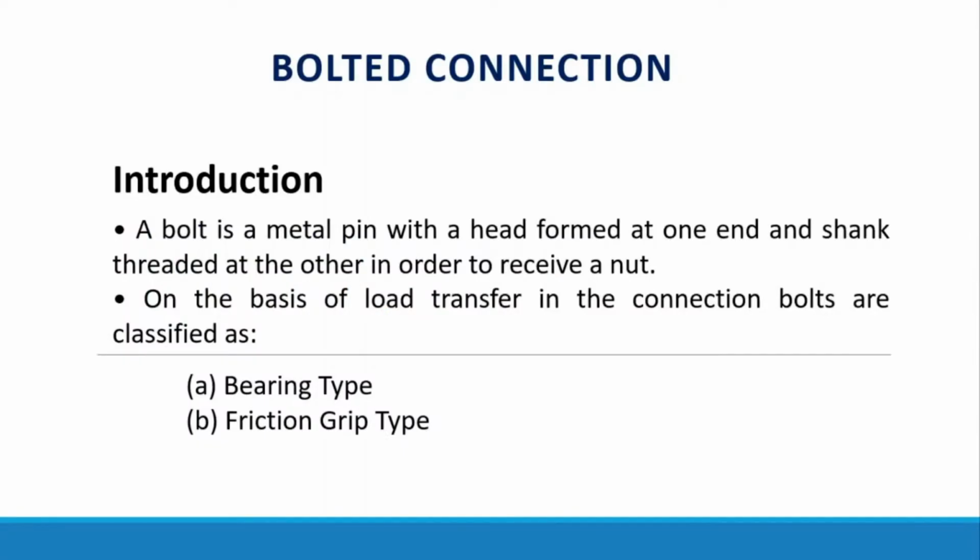For our new lesson, bolted connection. Introduction. A bolt is a metal pin with a head formed at one end and a shank threaded at the other in order to receive a nut. On the basis of load transfer in the connection, bolts are classified as, first, bearing type and friction grip type.